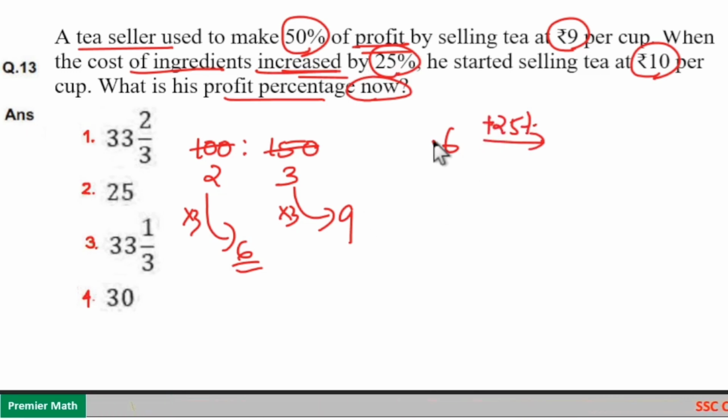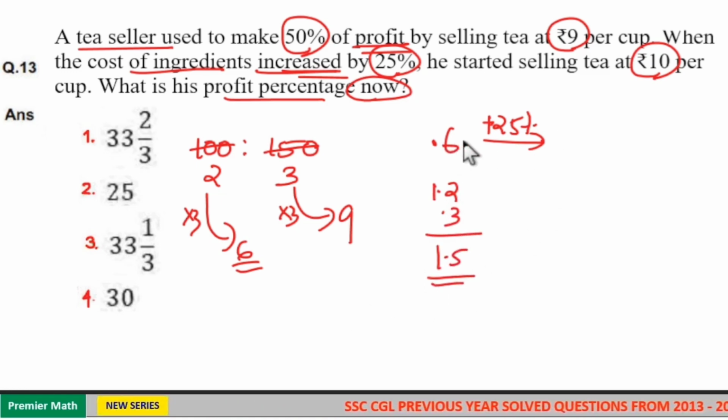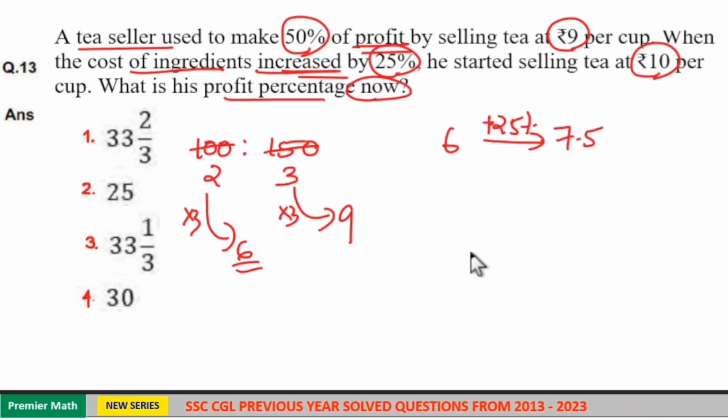25%. 10% of 6 is 0.6, 20% is 1.2 and 5% is 0.3. 0.6 by 2 is 0.3. So, total increment is 1.5 rupees. So, 6 plus 1.5 is equal to 7.5 rupees is the cost price now. Now, the cost price is 7.5 rupees.